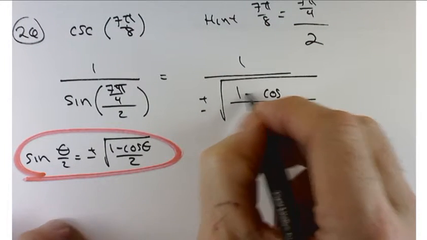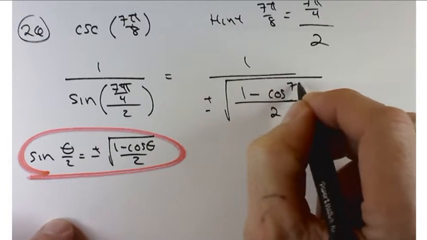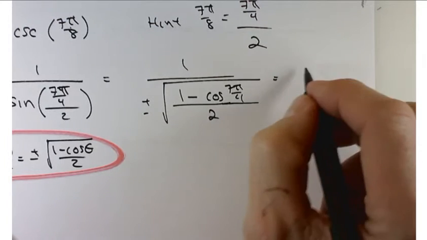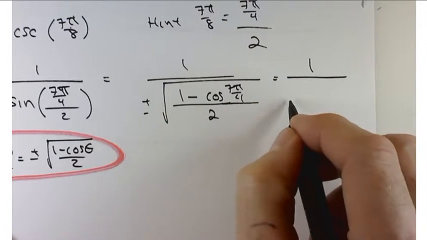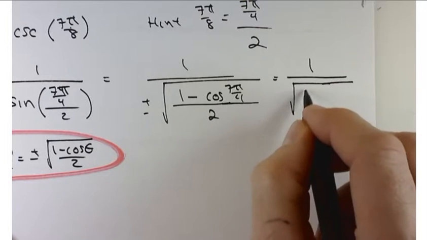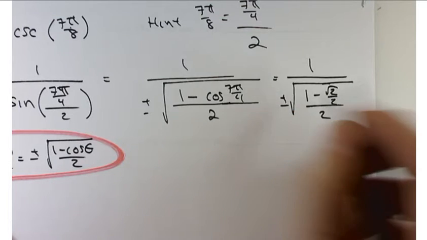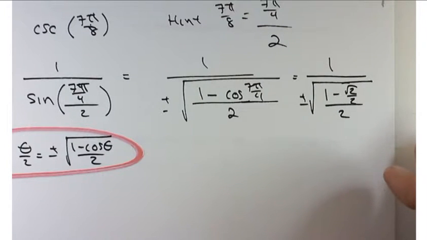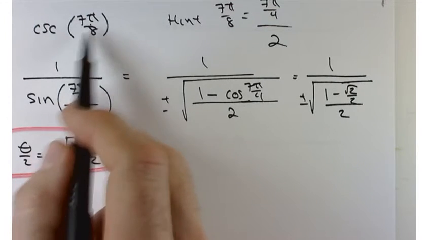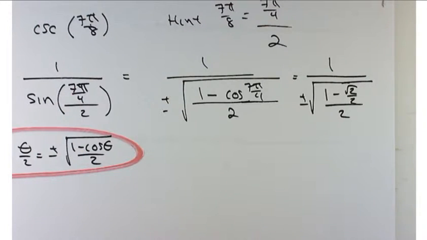So there's a minus sign in here. Cosine of 7 pi over 4. Let's take care of something right away here. 7 pi over 8. Can anyone tell me what quadrant that's going to be in? Not 7 pi over 4, but 7 pi over 8.